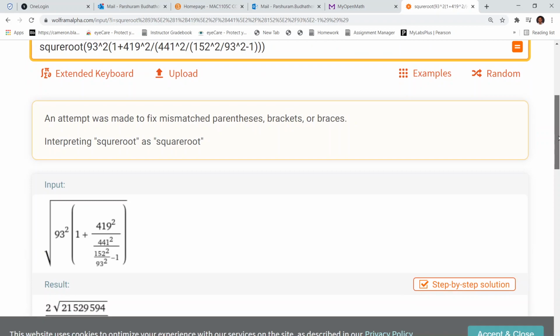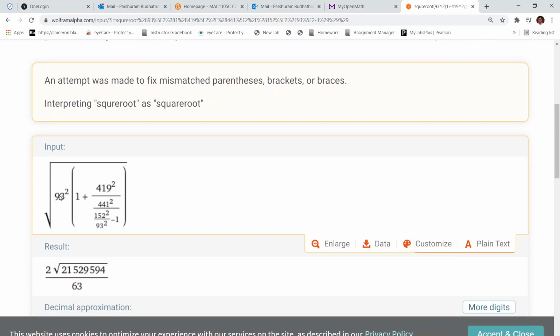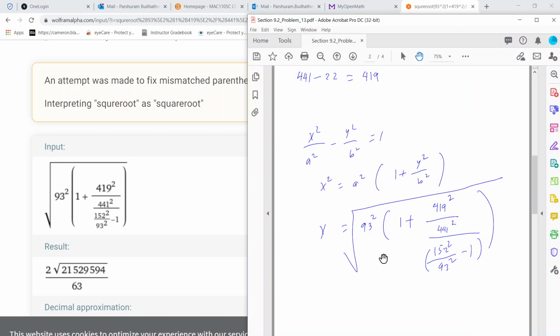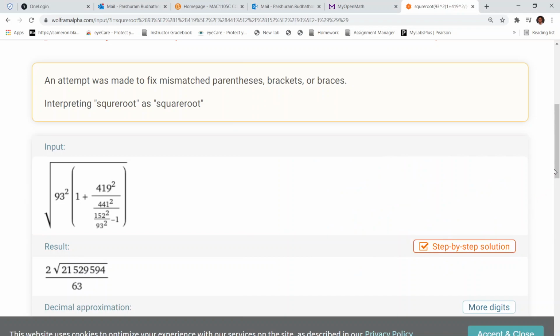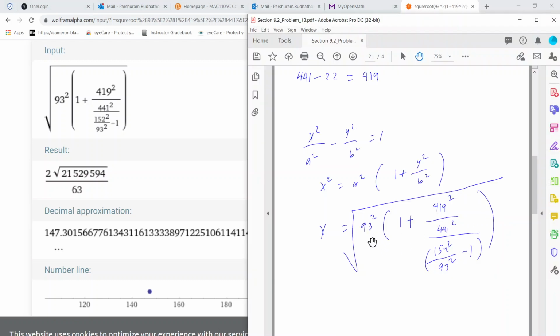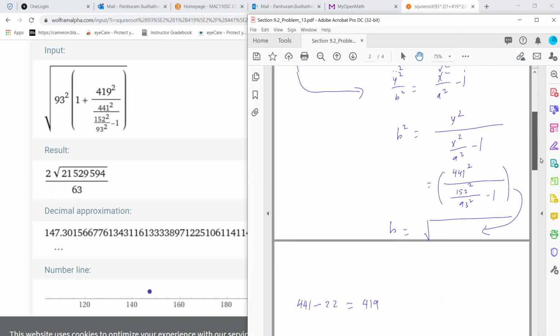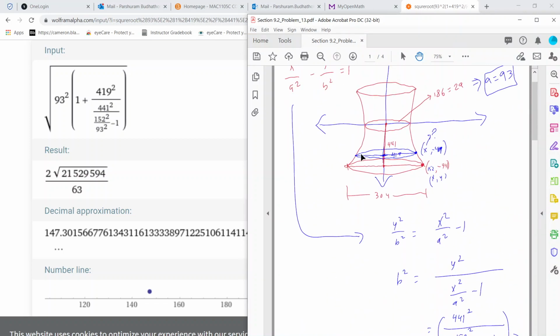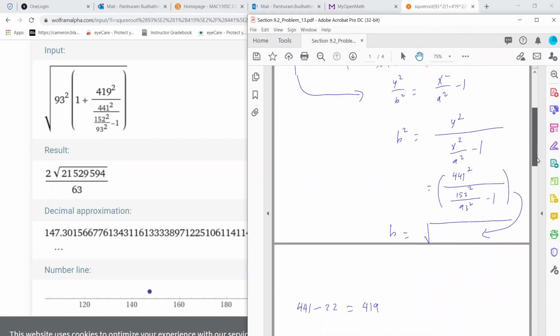Look here, 93 square times 1 plus 419 square divided by 441 square parenthesis 152 square 93 square minus 1. So that is what we are trying to find out. The value is 147.30. Because that's the value of x, that's just half of the width. This is just one part of the width, so if you want to find out the width, you just have to multiply that by 2.